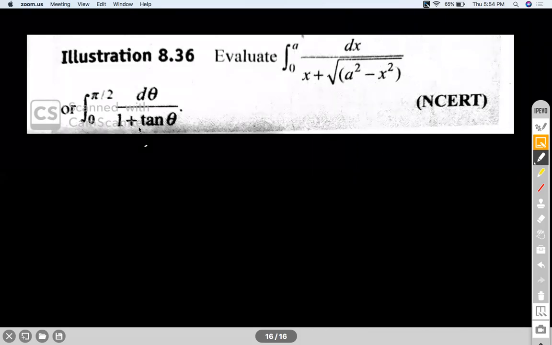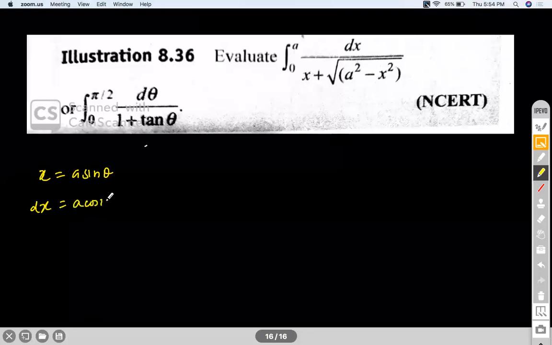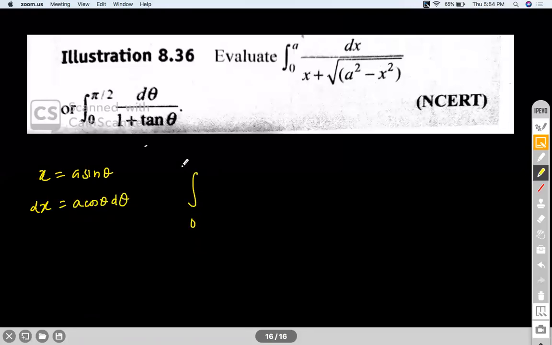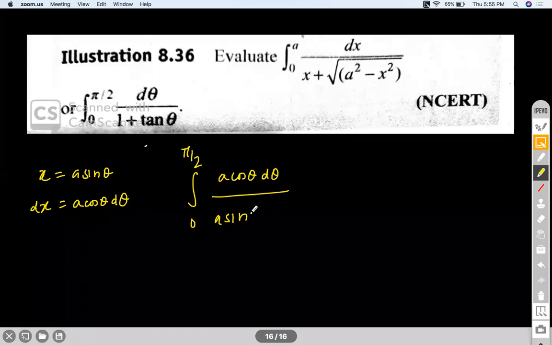It's an NCERT question. So all you need to do is, in the first part, convert by substituting your x as a sine theta. So dx is going to be a cos theta d theta. So the limit of integration will become 0 to pi by 2 a cos theta d theta divided by a sine theta plus a cos theta. In fact, if you cancel out a from the numerator and denominator and divide by cos theta, it becomes tan theta plus 1, which is actually the second problem.